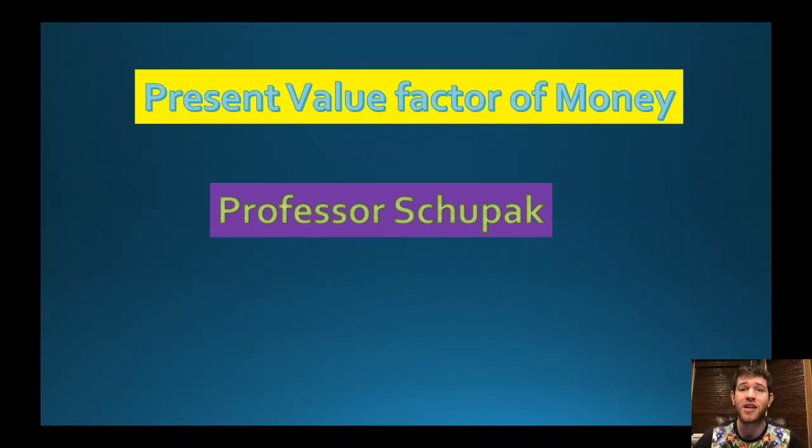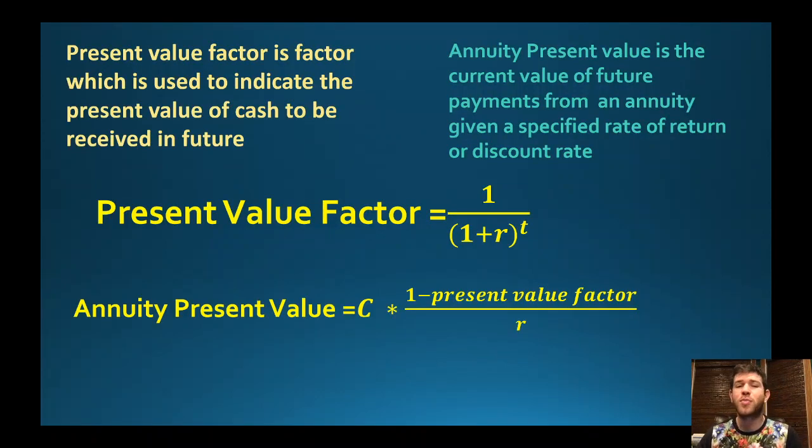In this video, we're going to talk about present value factor of money as well as annuity present value. Let's get started. So what is present value factor? That is a factor which is used to indicate the present value of cash to be received in the future. An annuity present value is the current value of future payments from an annuity given a specific rate of return or discounted rate. So I'll start by giving you guys the formula.